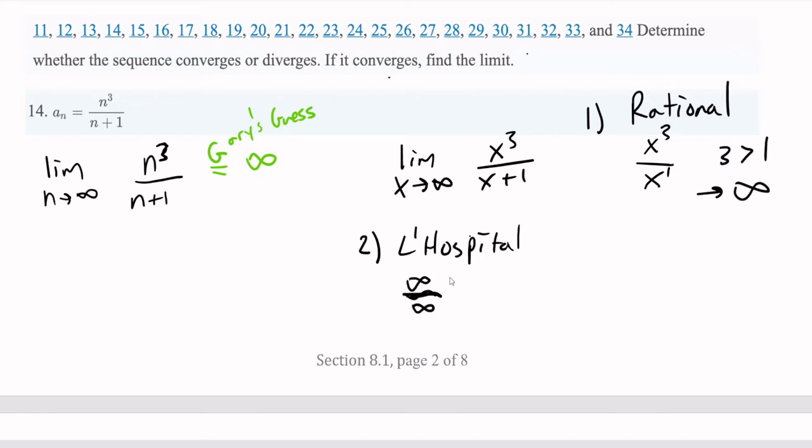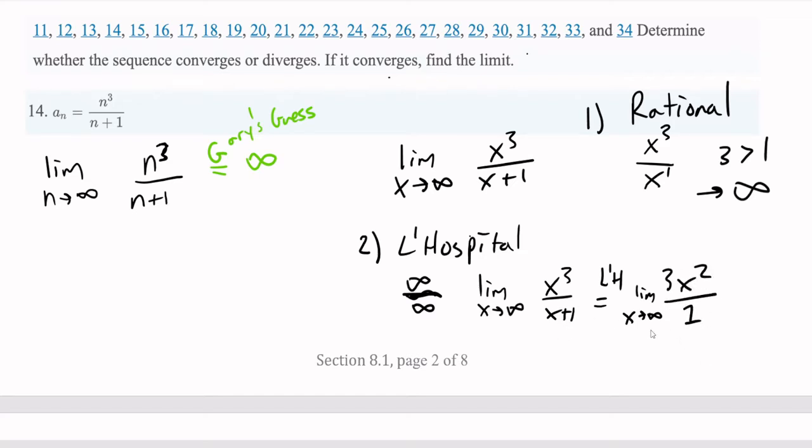And that is primed for L'Hopital's rule. If you get infinity over infinity, that's indeterminate. We have no idea what's happening. So L'Hopital's rule says that this limit, as x goes to infinity, of x cubed over x plus 1 is equal to the limit of the derivative of the top over the derivative of the bottom, so don't forget your limit. And now this new function inside, you take its limit, and this is just infinity.